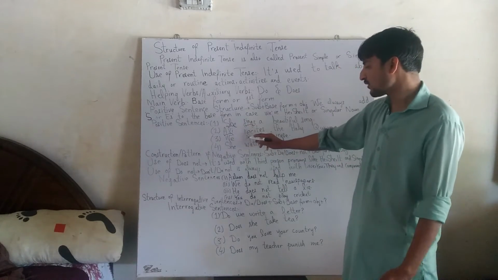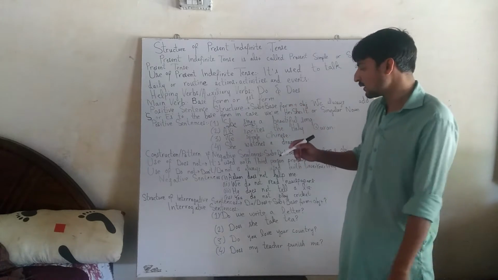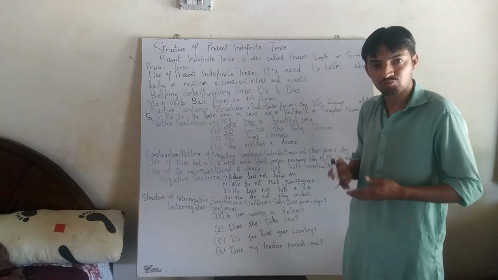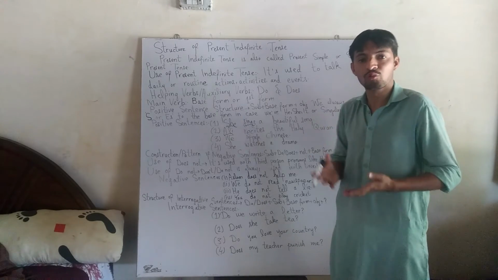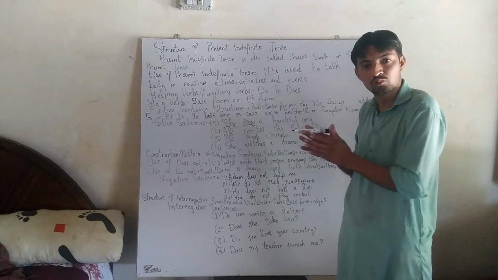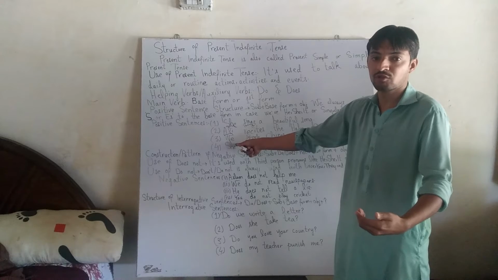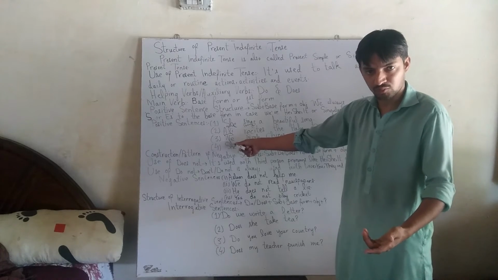Then the third sentence: we speak Chinese. We don't need to add s or es to the base form because we have here we. We don't use s or es with the base form if we have I, we, you, they, and compound subjects. In this case we have we. So that's why we didn't add s to the base form.